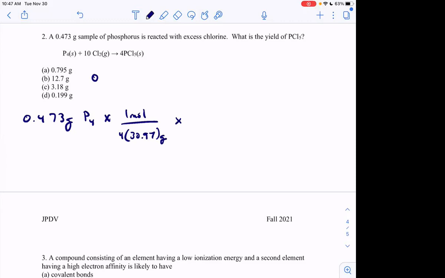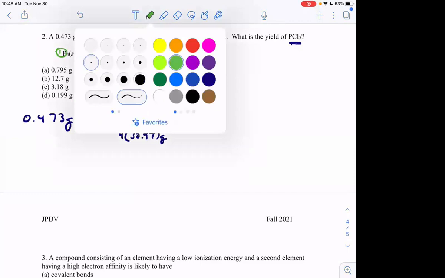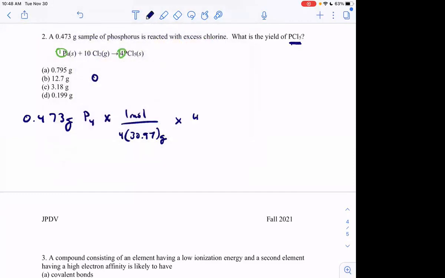Don't have it worked out. I just had it like that. That's mass of A to moles of A. Then use my stoichiometry. What do we ask? PCl5. So yes, 4 to 1 is what I'm looking at here. 4 moles PCl5 for every 1 mole of P4.